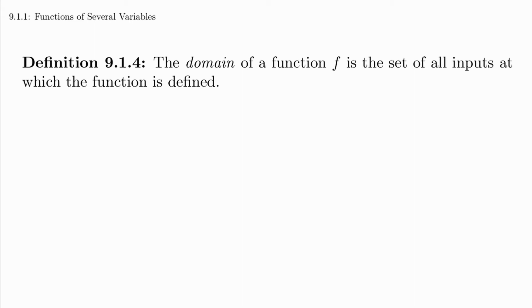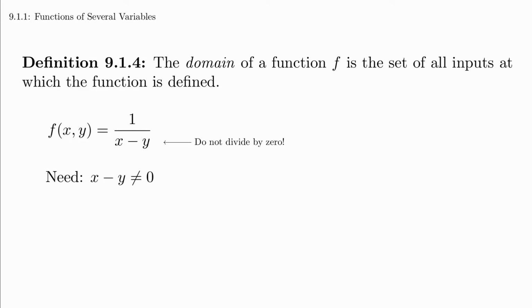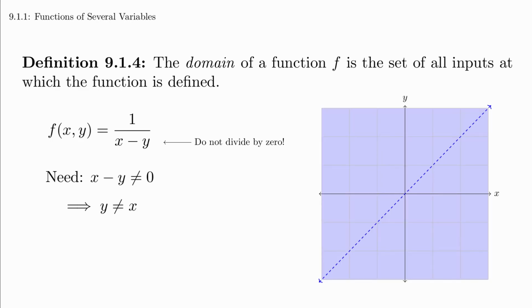The key things to look for are that values under a square root are non-negative, and that the denominators of fractions are not zero. For example, let's determine the domain of the function f of (x, y) equals 1 over x minus y. We want to know the values of x and y that we can plug in and get a meaningful result. We can observe that the fraction makes sense as long as the denominator is not 0. In other words, we need x minus y to be not equal to 0, or y is not equal to x. We are going to draw this domain on the xy plane. We want everything except for the points that lie on the line y equals x.